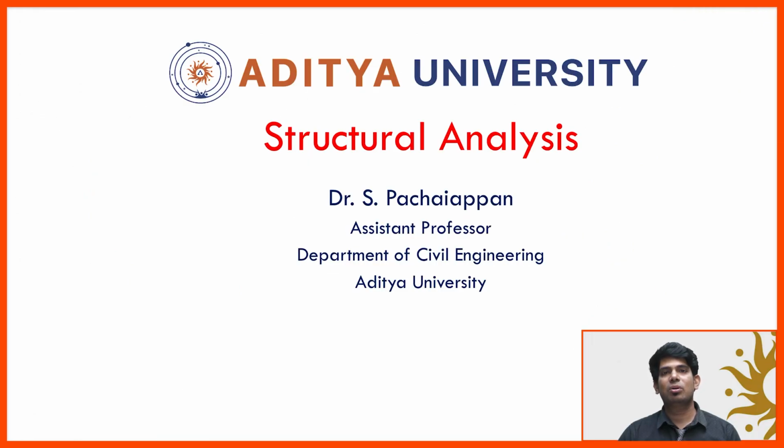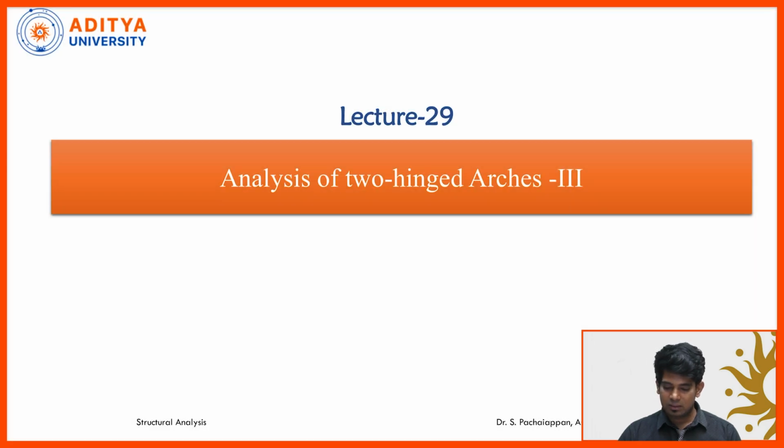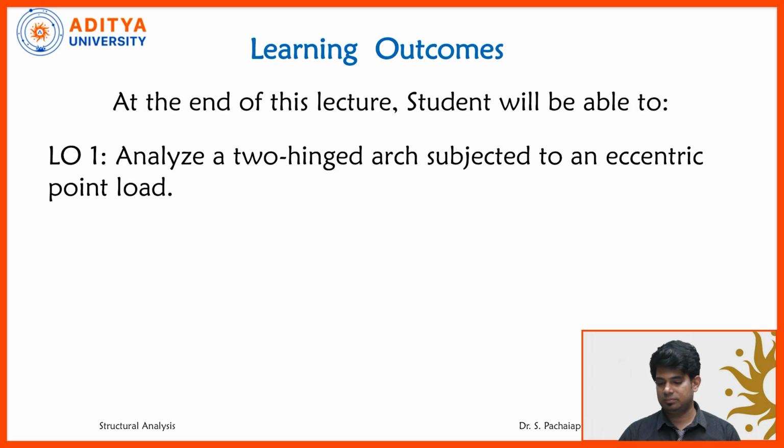We were discussing the two hinged arches. So far we have seen, if the two hinged arch is subjected to UDL throughout the span or over part of the span, what the horizontal thrust is. We derived it. Now in today's lecture we are going to see, if the two hinged arch is subjected to an eccentric point load, what the horizontal thrust and the maximum bending moment would be. This is the third lecture on the two hinged arches, and the lecture number is 29.